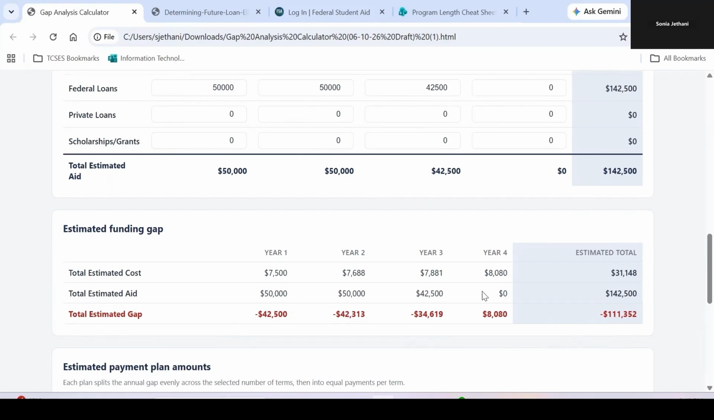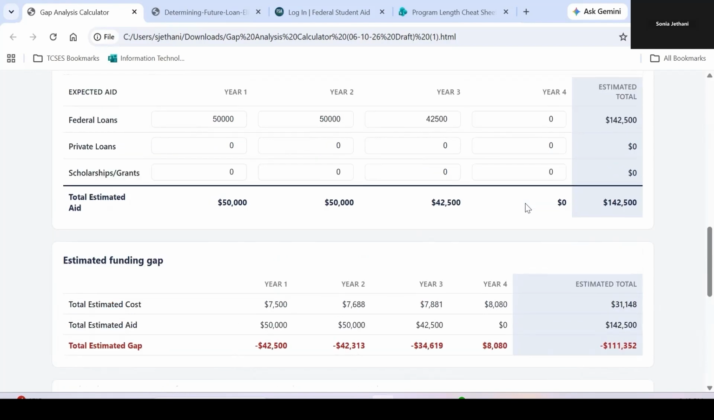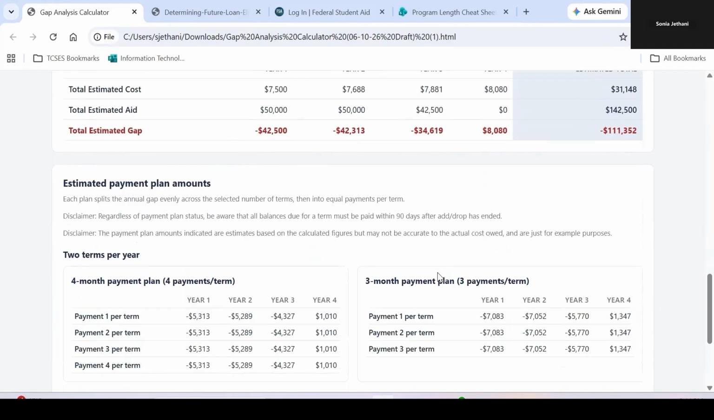However, because I will have reached my aggregate lifetime eligibility limit after my third year, I will have a funding gap on year four, and therefore will need to identify other sources of funding, such as scholarships and grants or private loans. We will discuss more about these other options in the next slide.